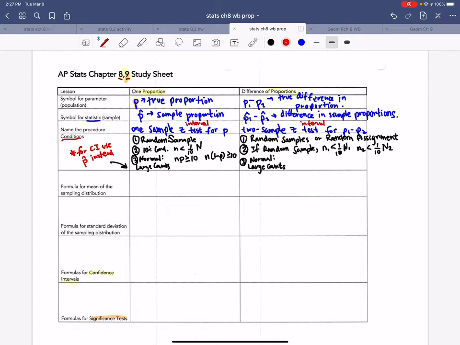So what do I do for large counts? Well, if I'm doing large counts, we go n1 times p1 greater than or equal to 10, and n1 times 1 minus p1 greater than or equal to 10. And for my second sample, second proportion, n2 times p2 and n2 times 1 minus p2. That was what we used for our confidence interval.